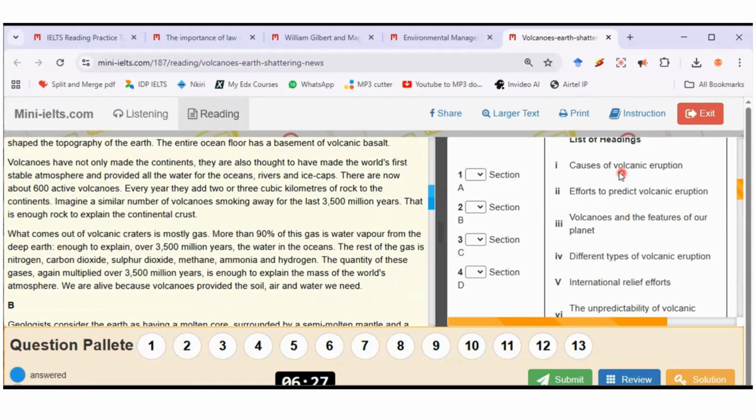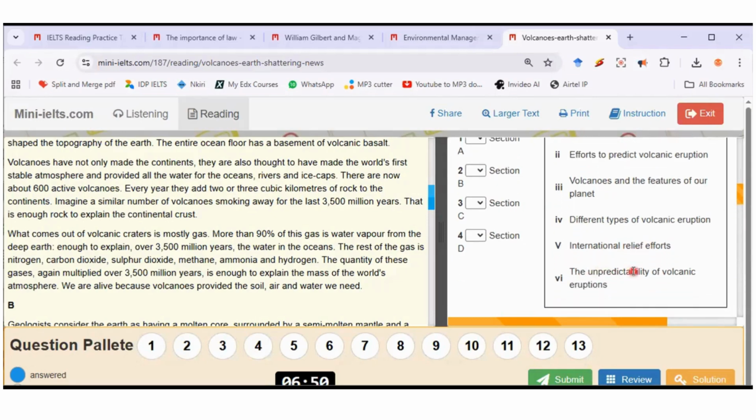Okay? They did not talk about causes in that section I just read, so number 1 cannot fit in. Efforts to predict. I didn't say anything about predicting, so I can't pick number 2. Number 3 is my most likely answer. Number 4, different types. They did talk about different types. International relief, there's nothing about relief yet. Unpredictability, that one did not show up either. There's nothing about whether the thing is predictable or unpredictable. Okay? This number 3 is the best answer.